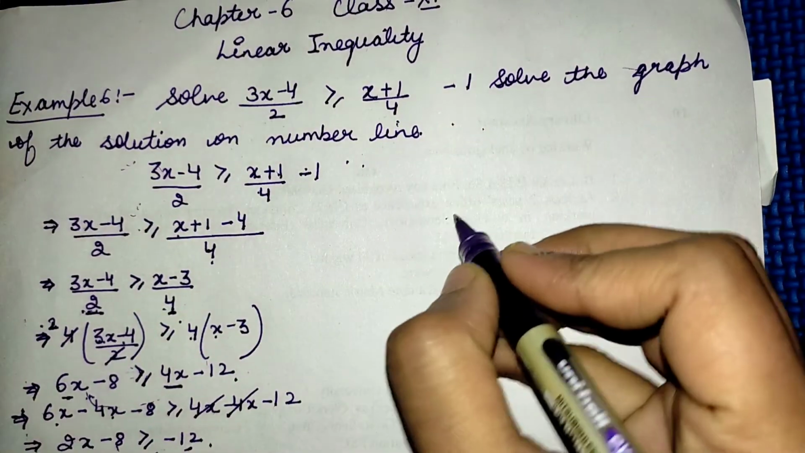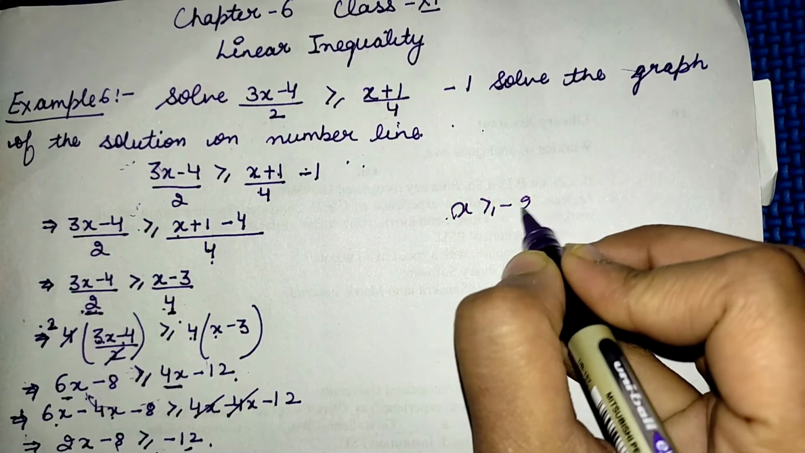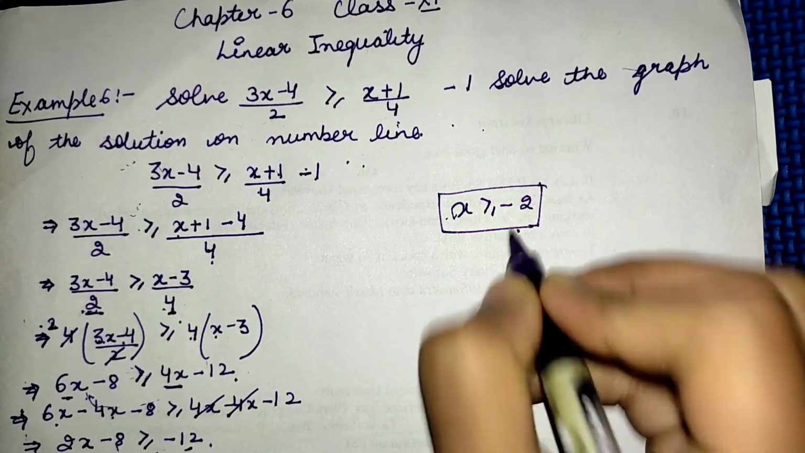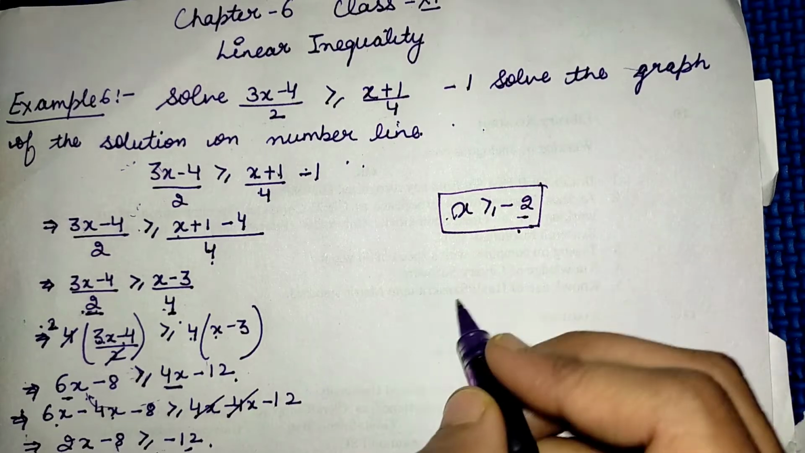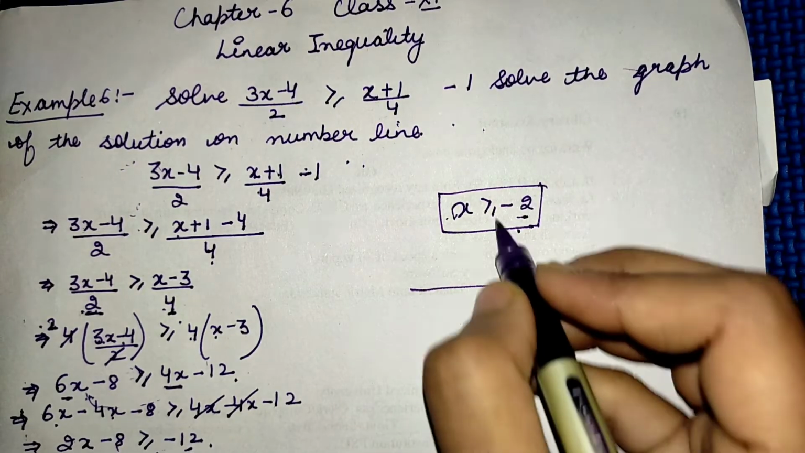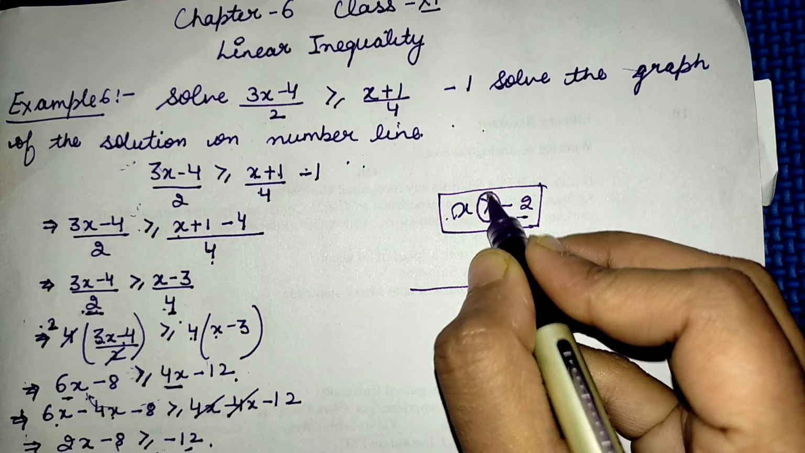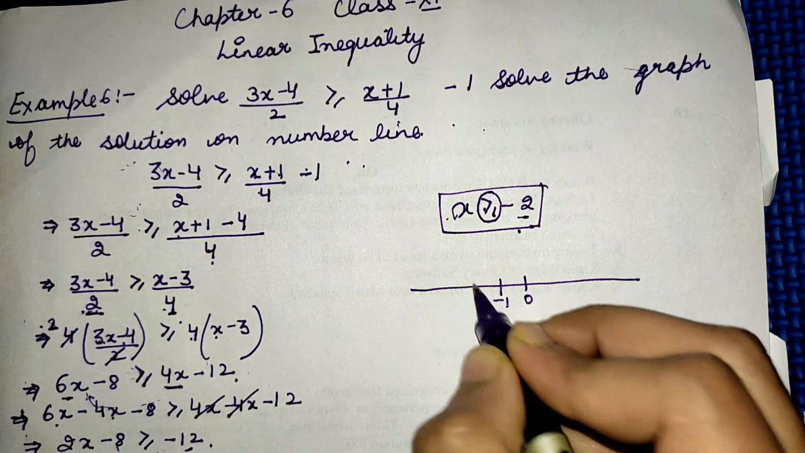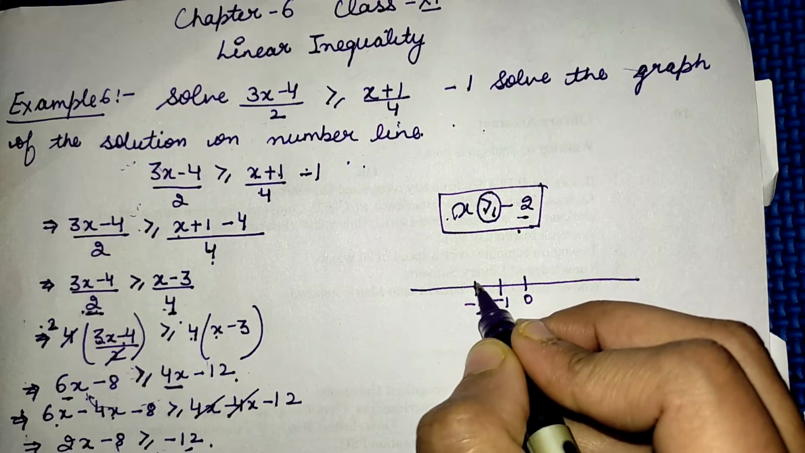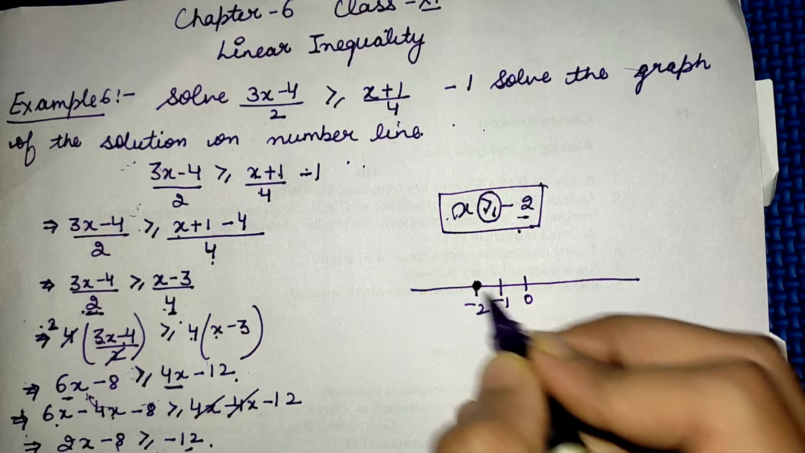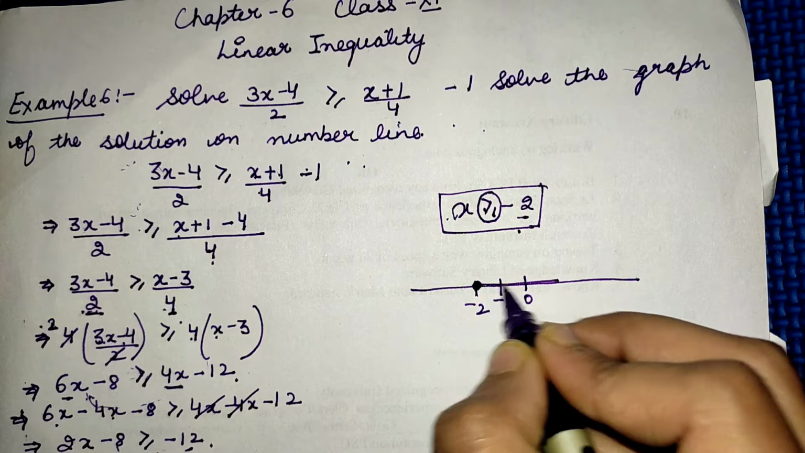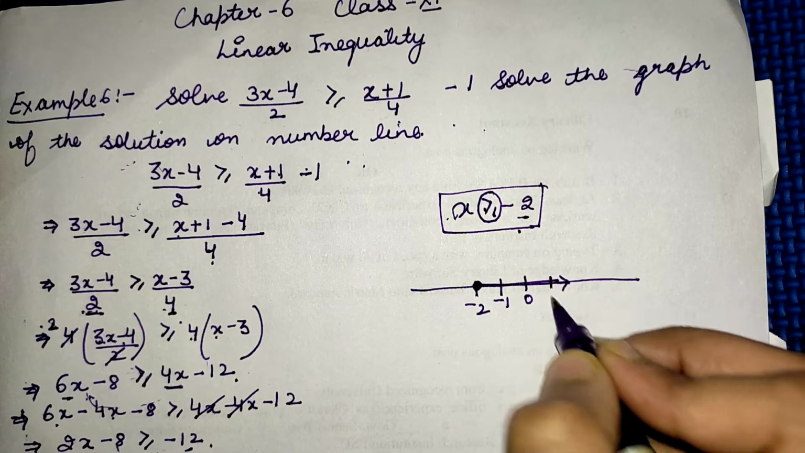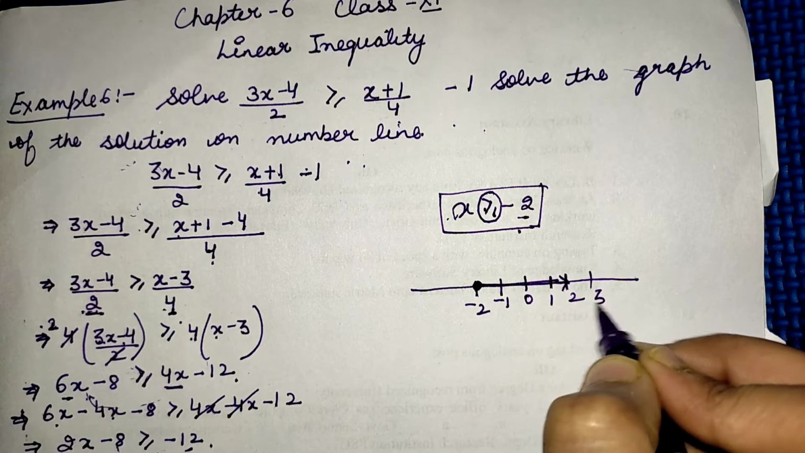I have got my answer as x is greater than or equal to minus 2. So I have to represent this on the number line. Now, this greater than or equal to symbol is there. Greater than or equal to means that this closed circle will be used, and it is greater than minus 2.